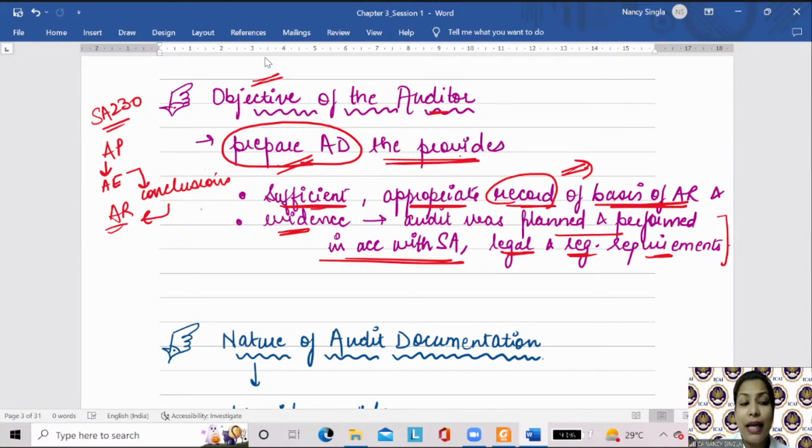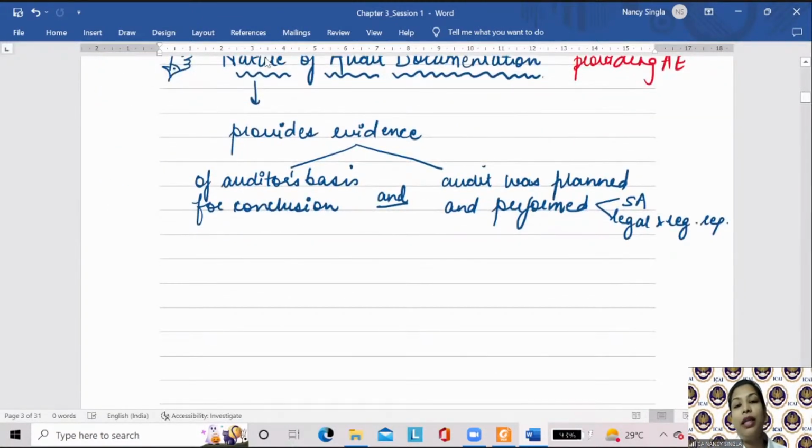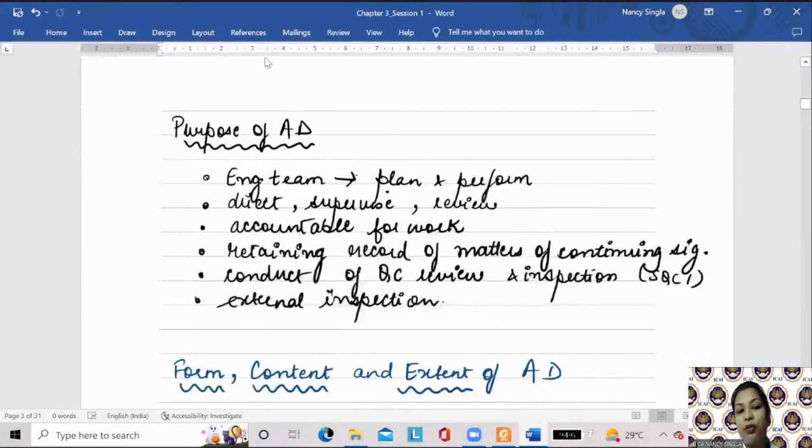Related to this is a topic: what is the nature of audit documentation? Very simple, I can say the nature of audit documentation is that of providing audit evidence with respect to the above two points only. Audit evidence with respect to what? That the audit was planned and performed in accordance with SAs, legal and regulatory requirements. Further, it provides evidence with respect to the auditor's basis for the conclusion. Simple है, ठीक है. Nature of audit documentation is such that it provides audit evidence with respect to these two things.